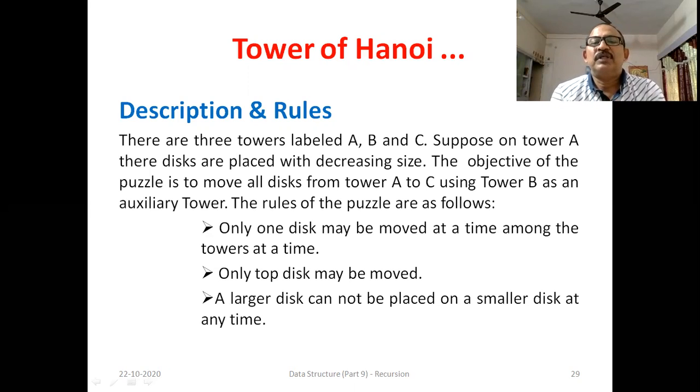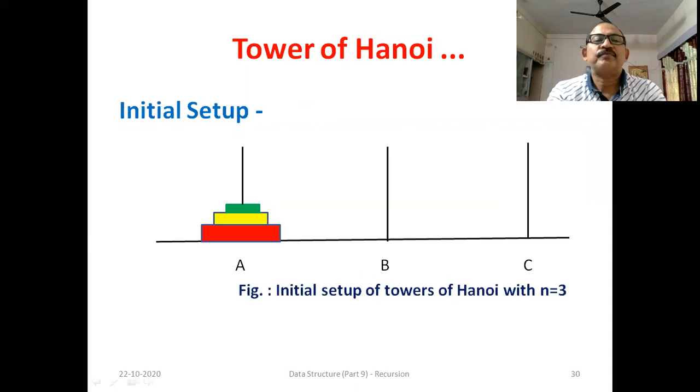The rules of the puzzle are as follows. What are the rules of this game? First rule: only one disc may be moved among the towers at a time. Next rule: only the top disc may be moved. Next: a larger disc cannot be placed on a smaller disc at any time. So this is the description and rules of the Tower of Hanoi game.